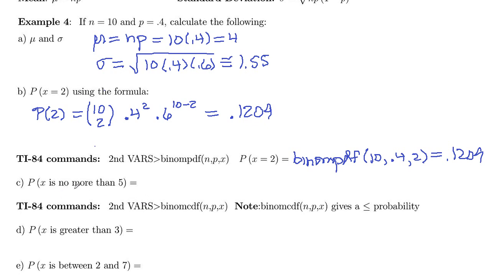Probability x is no more than 5. So that's saying probability that x is less than or equal to 5. And for less than or equal probabilities, you can use binomial CDF. C stands for cumulative, so it adds everything up to this x value. So binomial CDF gives a less than or equal probability. So this is going to be binomial CDF, trials are 10, p is 0.4, and x is 5.